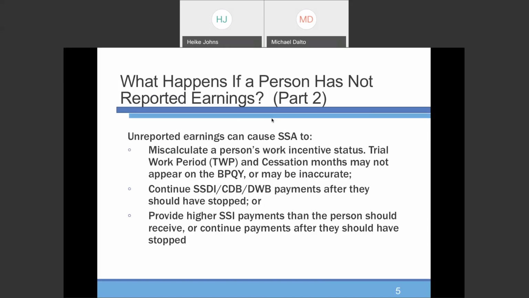It's possible that the person, particularly if they were doing SGA after their trial work period, that their SSDI, CDB, or DWB payment, their Title II payment, should have stopped. But if they didn't report earnings, Social Security doesn't know that, and they would have continued to get benefits and they would have an overpayment. On the SSI side, if a person had earnings they didn't report, they kept getting higher SSI payments than they should have, they'd have an overpayment by virtue of receiving too much SSI.